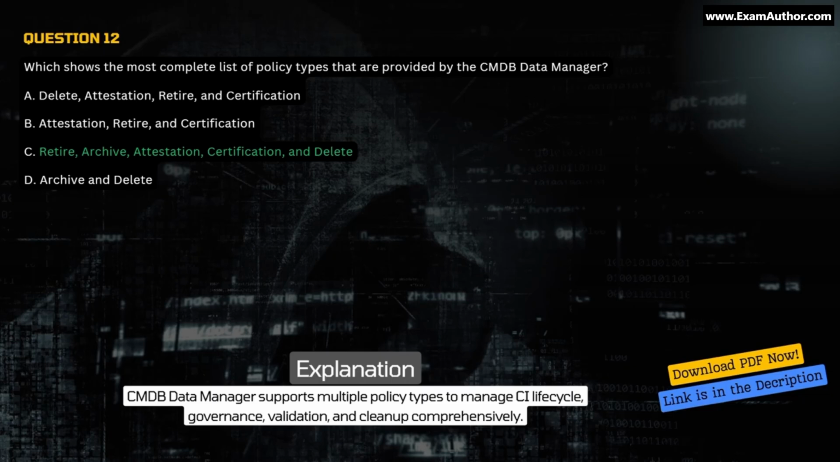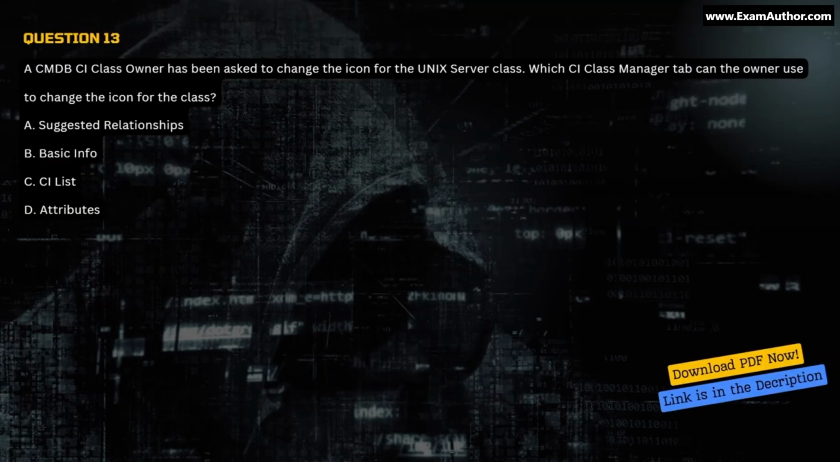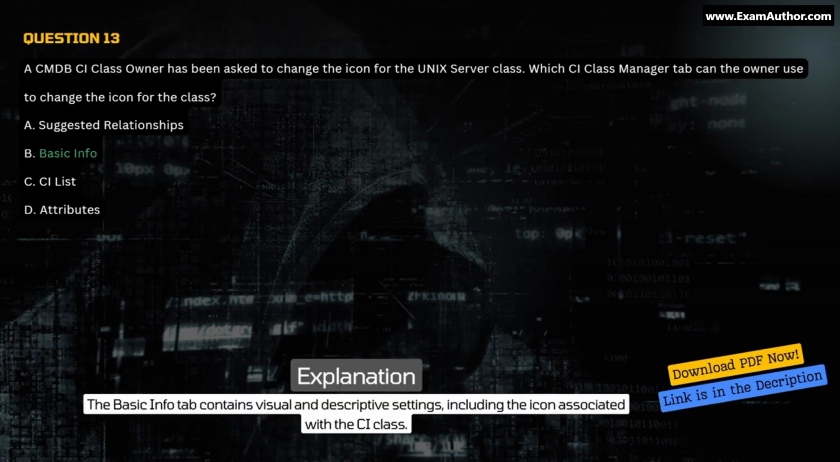validation, and cleanup comprehensively. Question 13. A CMDB class owner has been asked to change the icon for the Unix server class. Which CI Class Manager tab can the owner use to change the icon for the class? A. Suggested relationships. B. Basic info. C. CI list. D. Attributes. Correct answer B. Basic info. Explanation. The Basic Info tab contains visual and descriptive settings, including the icon associated with the CI class.